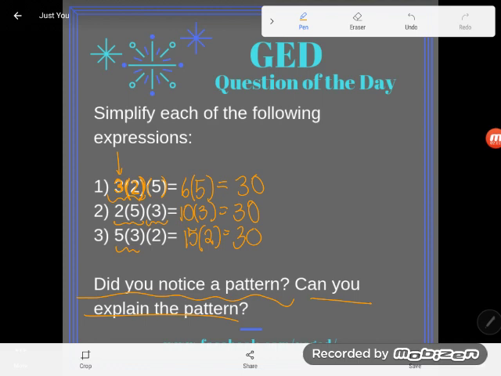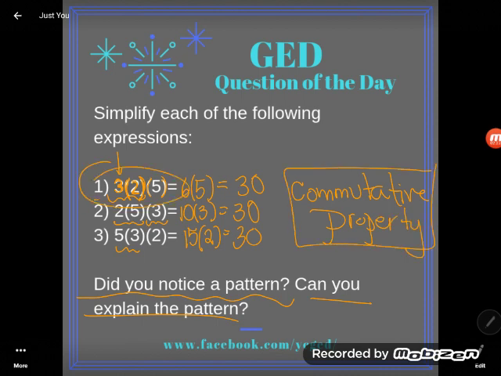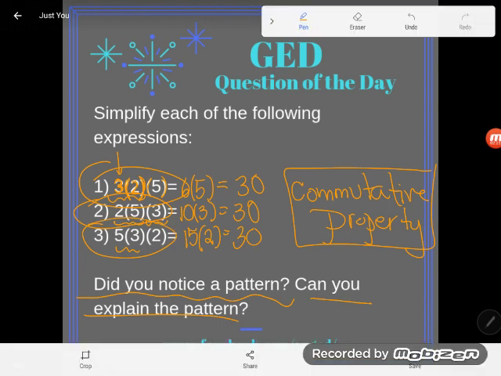Turns out this number property, the idea that you can multiply in any order and it won't matter what order you have the numbers in when you multiply, it has a name. The name of this property is the commutative property. Now, good news, you don't have to have this language memorized for the GED, but you do need to recognize that in an expression, even if I change the numbers around, they're all equivalent. They're going to give me the same answer.